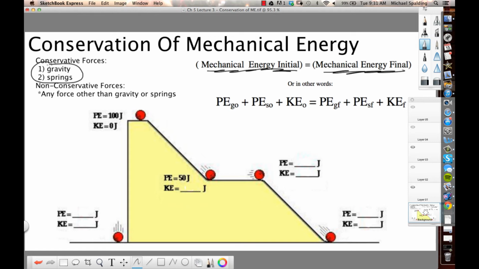Okay? So let's just talk about that with this in mind. But just put it in your head: if it's not gravity and it's not a spring, then it's not conservative. And by the way, what is the number one non-conservative force? Can anybody guess the number one non-conservative force? Takes away energy, takes away mechanical energy.